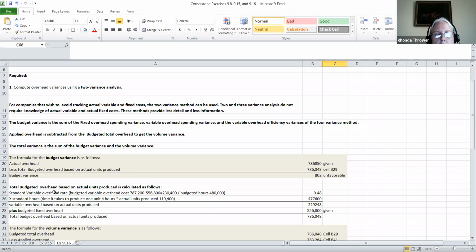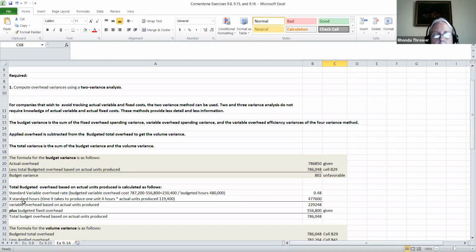So to get the budgeted overhead based on actual units produced, you've got to make these calculations. You're going to find the standard variable overhead rate, which is the budgeted variable overhead cost. And to find that, they gave you the total cost minus the fixed cost. This is your variable budgeted cost. And you're going to divide it by the budget hours, which were given at 480,000. That'll give you a standard variable overhead rate of 48 cents.